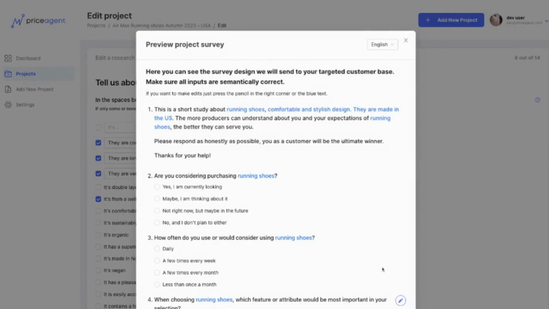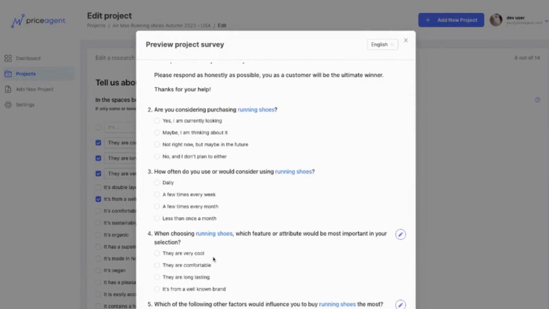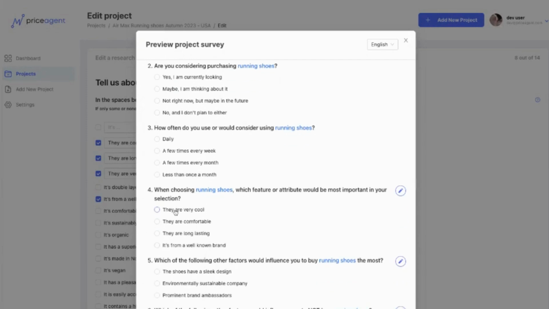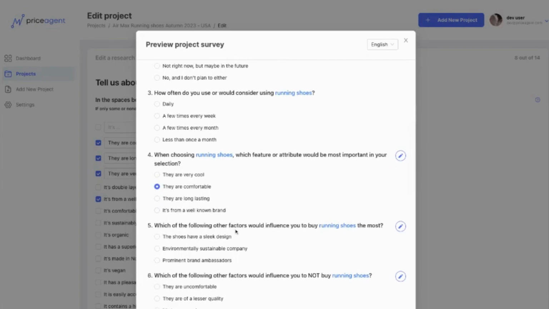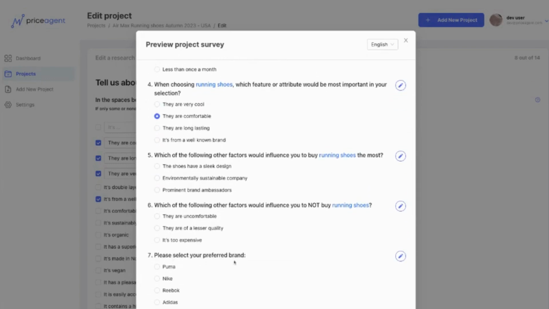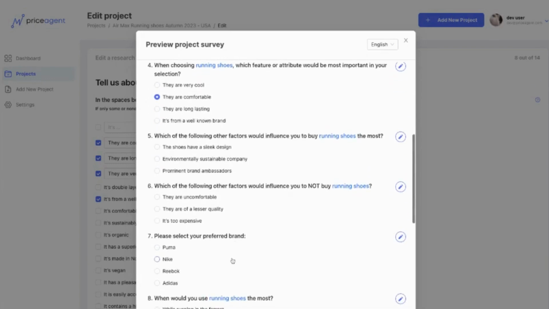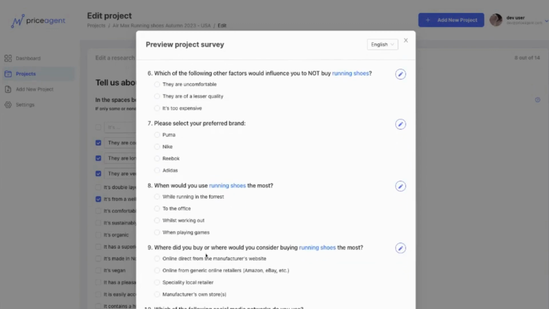So these will be the most important ones because this is what we will ask your customers to pick, that they are comfortable. If most people pick that, if they drive the highest willingness to pay, that's essential. You can walk through the preview to control that it looks accurate. Here is what the competitors' questions look like. Please select your preferred brand. That's what we're asking the customers when they would use it.